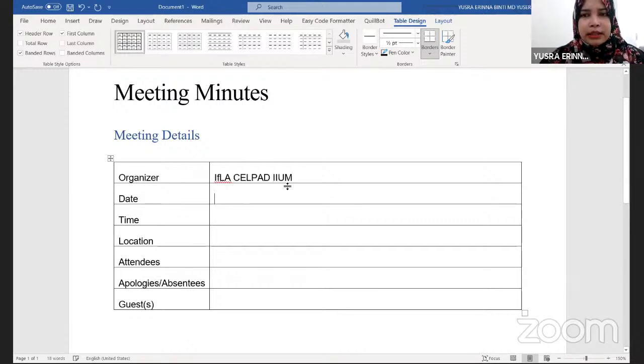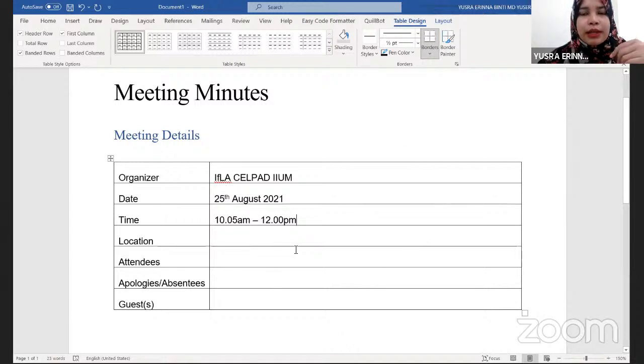For the date, for example, it happened yesterday, 25th August of 2021. Time, let's put it at 10 a.m. We started at 10:05 a.m. to maybe 12 p.m. All right. So that's why I love this structured meeting minutes as compared to the free flow meeting minutes.